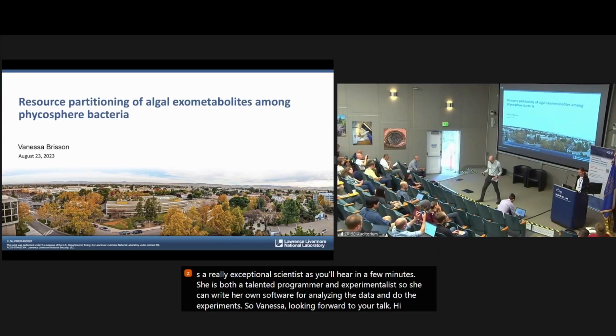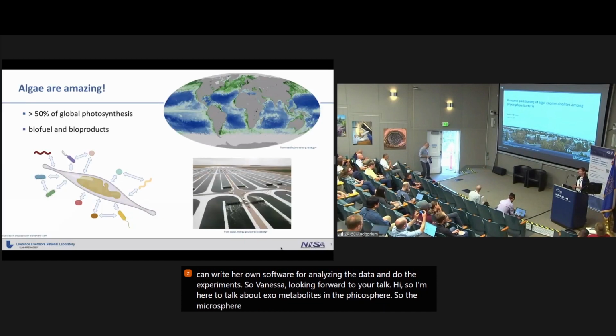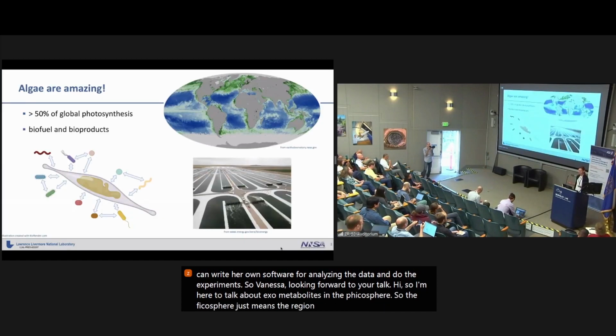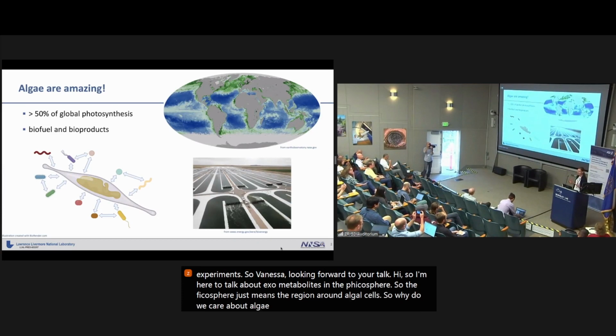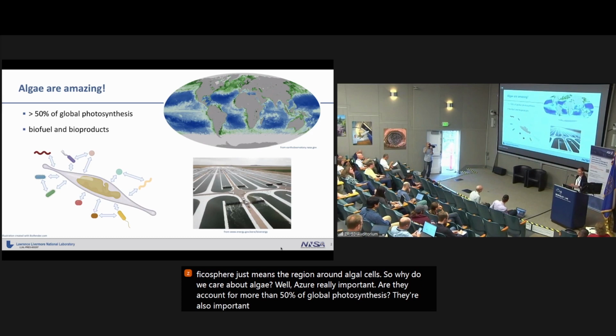Hi, so I'm here to talk about exometabolites in the phycosphere. The phycosphere just means the region around algal cells. So why do we care about algae? Well, algae are really important. They account for more than 50% of global photosynthesis. They're also important industrially for bioproduct and biofuel production.